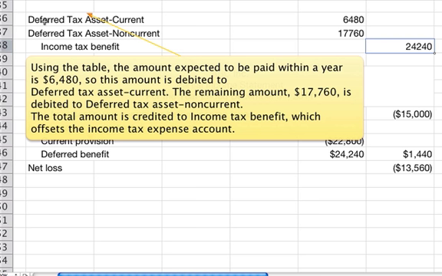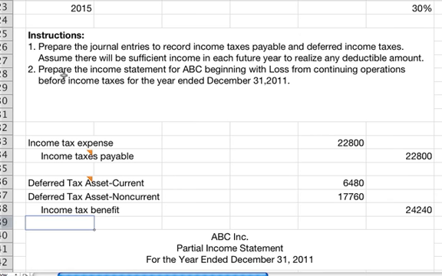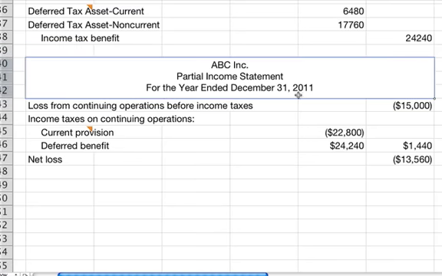that account is offsetting the income tax expense account. You can put down income tax expense and you'd be crediting an expense account, or you can just use income tax benefit. So that's how you do that. And then number 2, prepare the income statement for ABC beginning with loss from continuing operations before income taxes for the year. That's this right here.